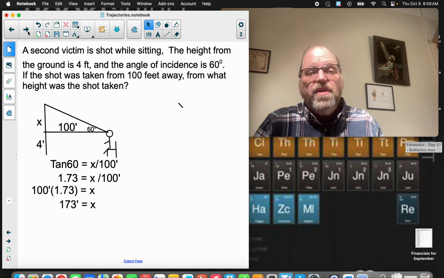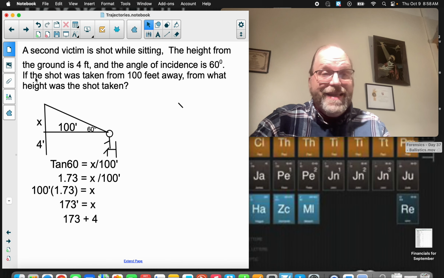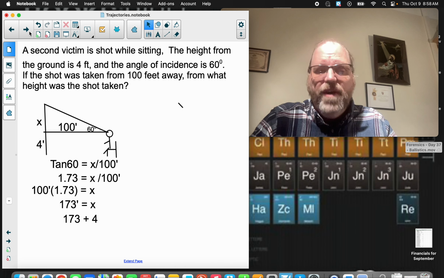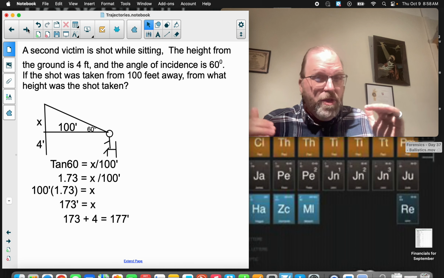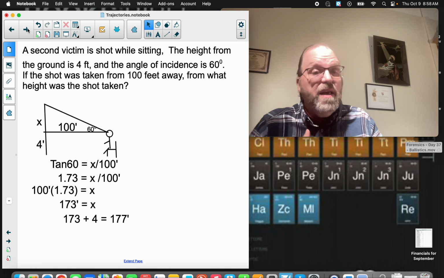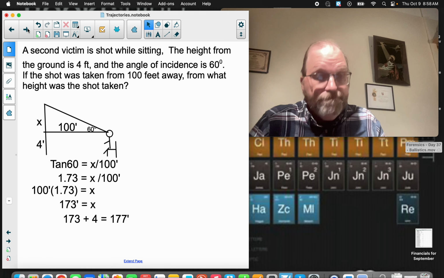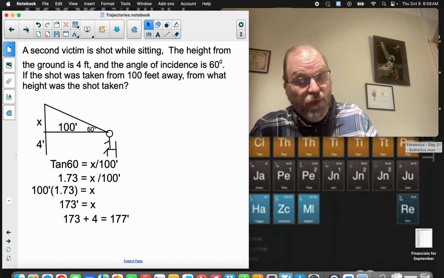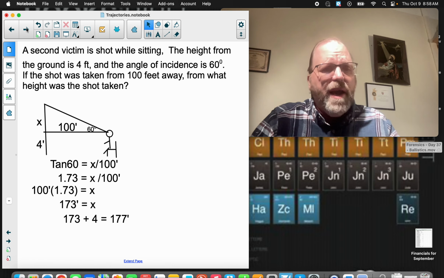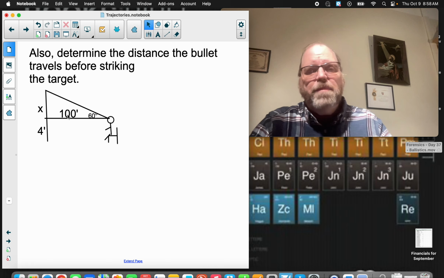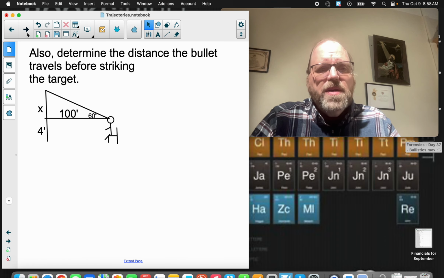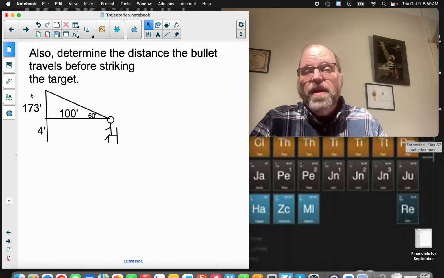We get 173 feet, but remember we have that guy sitting down, so we have to add 4 more feet. Total distance, 177 feet, basically between the 17th, 18th floor inside of there. All right. Also determine the distance the bullet traveled before striking the victim. Again, we're going to look at that same picture. So we know that that was 173 feet.